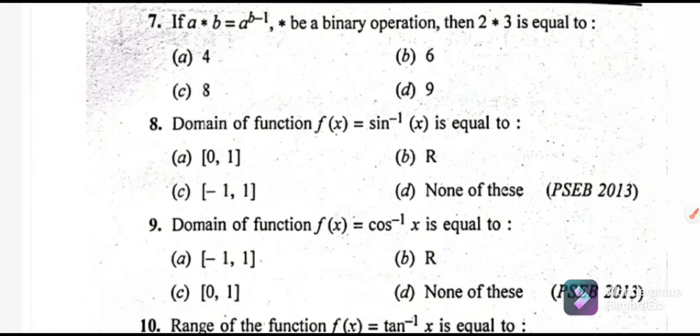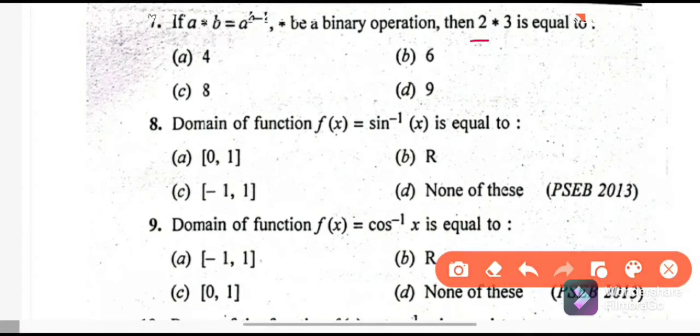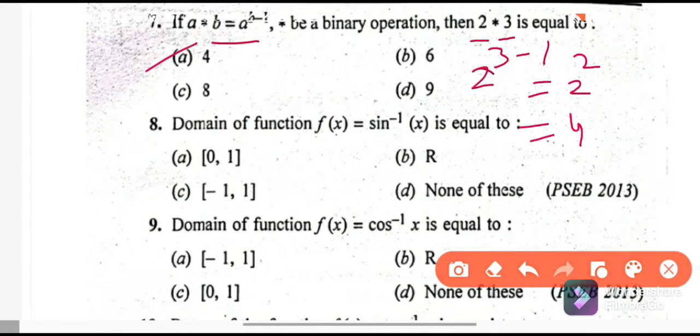Next, very important questions from previous board papers. If a star b is equal to a raised to the power b minus 1 be a binary operation, then 2 star 3 is equal to, now a is equal to 2 and b is equal to 3. Now put the values of a and b in this expression. 2 raised to the power 3 minus 1, that is 2 raised to the power 2, that is 4. So the answer is A option.